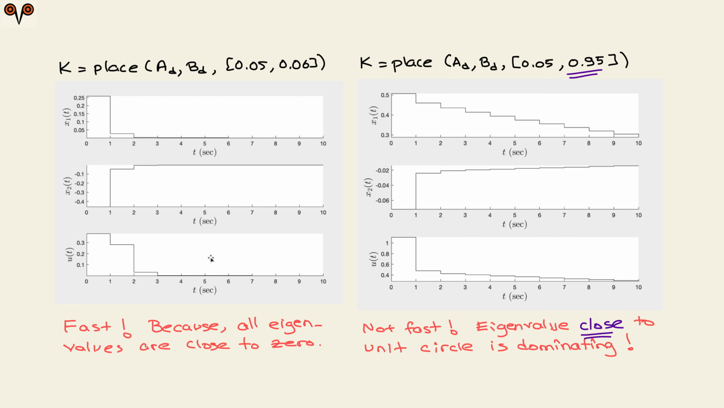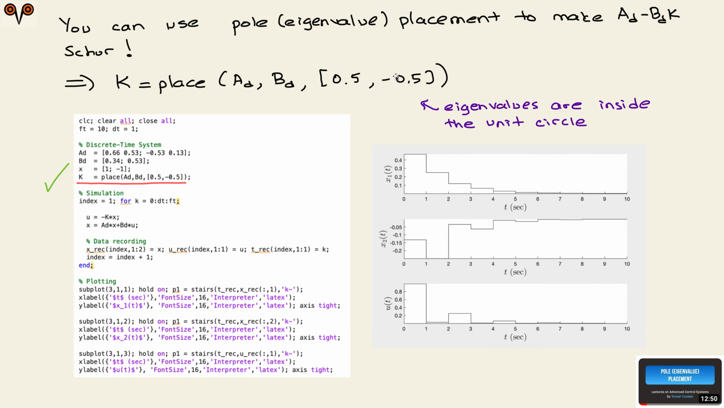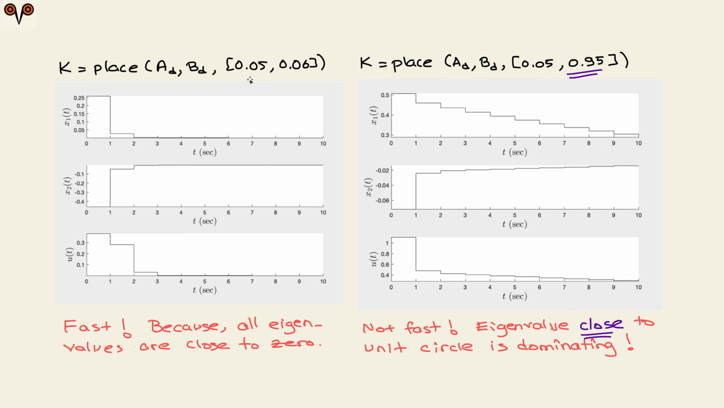I am using the same example, but instead of using 0.5 and minus 0.5 that we converged around, I would say 6 seconds. Here I am choosing 0.05 and 0.06, smaller numbers close to the origin. You can choose 0 and 0.1. The reason they are different is that the place command in MATLAB doesn't allow me to choose the same eigenvalues. You can do it by hand.